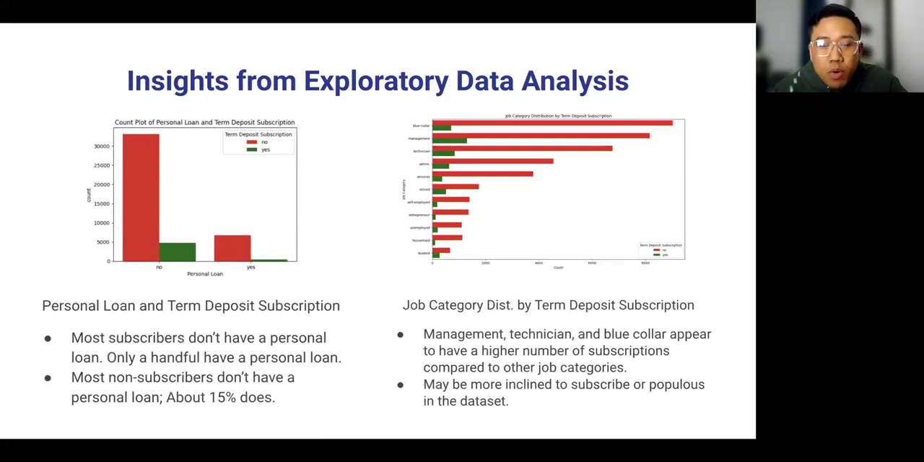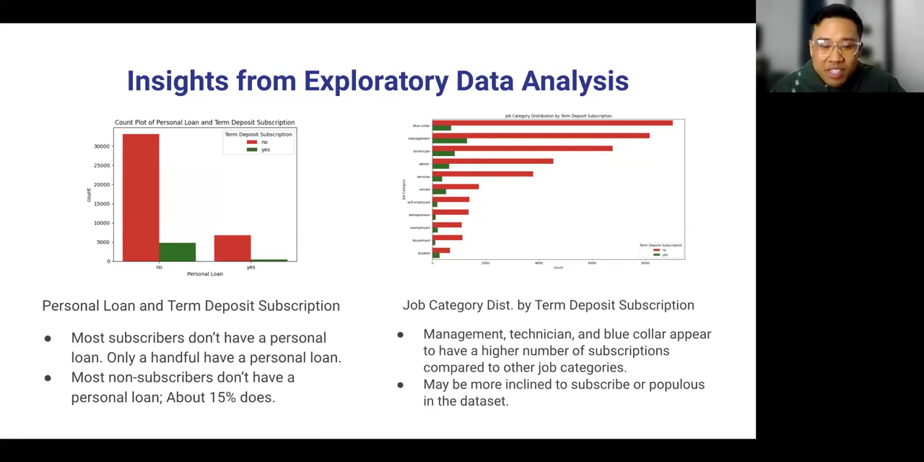Here we have 2 more count plots. Again, on the left is the count plot of personal loan and term deposit subscription, which explores the distribution of personal loans on our x-axis for term deposit subscribers and non-subscribers. We see that the majority of subscribers don't hold a personal loan, with only a small percentage having one. Similarly, most non-subscribers don't have a personal loan, although approximately 15% does.